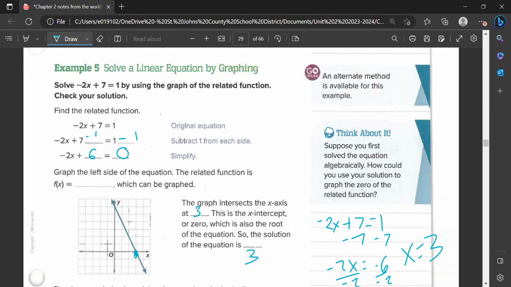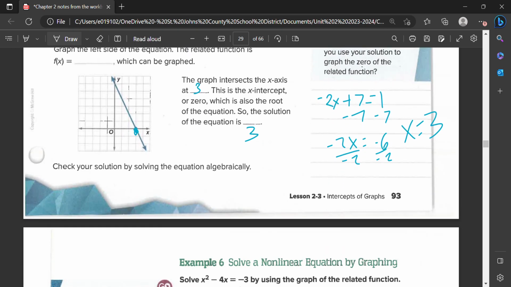I know that's a little tricky and the book kind of makes it a little funky, but basically just solve for x, and whatever that solution is, that is your x-intercept. And remember, on an x-intercept, y is 0, so you can set the equation equal to 0.